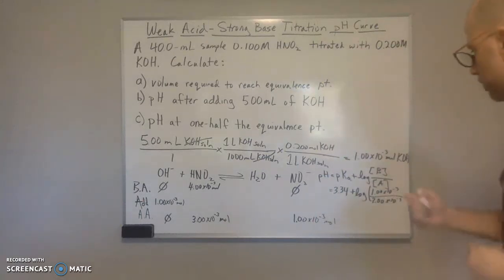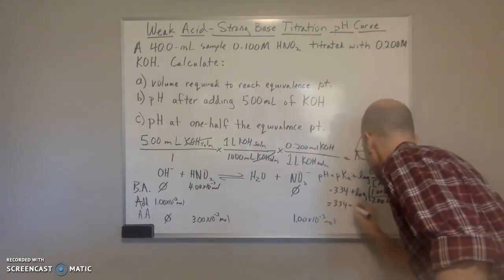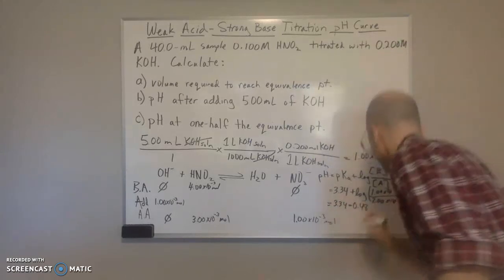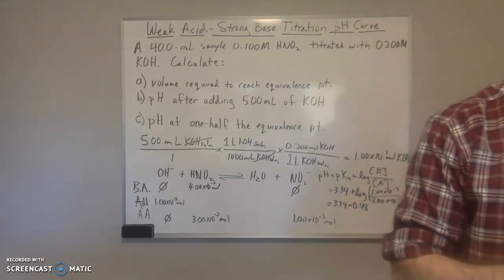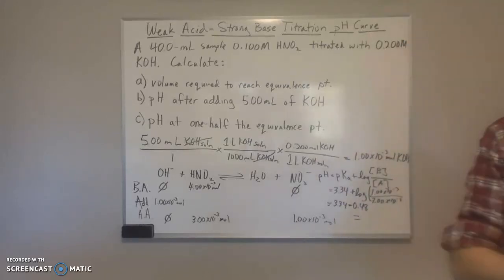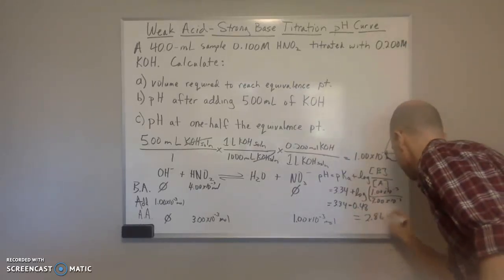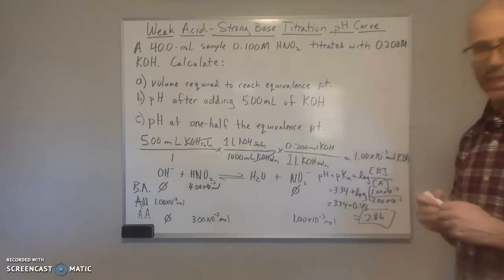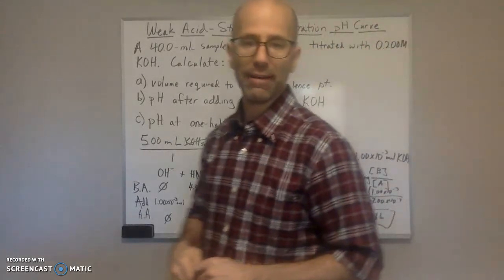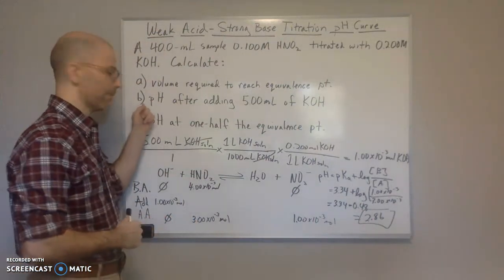Okay, and so this would be equal to 3.34 minus 0.48 for that. And then you add this together and you finally get 2.86. So 2.86 would be the pH once you add 5 mL of the KOH. Okay, so that's part B.